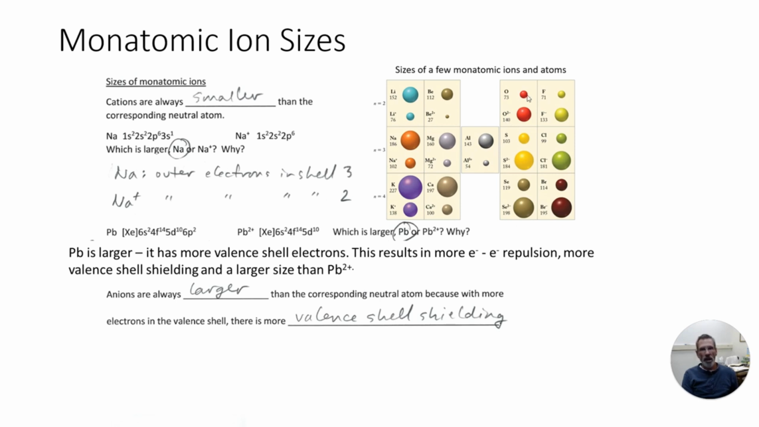Look at oxygen, for example. The oxygen atom has 6 valence electrons, whereas the oxide ion with 2 more electrons has 8. There's going to be more repulsion, more valence shell shielding, and these electrons aren't going to be able to nestle as close to the nucleus as those electrons will. So our summary overall, for a given atom, an anion made from that atom is going to be biggest, then the neutral, and then the cation is going to be smallest.